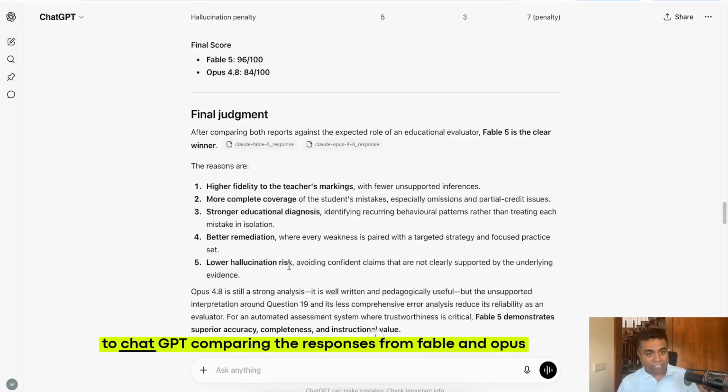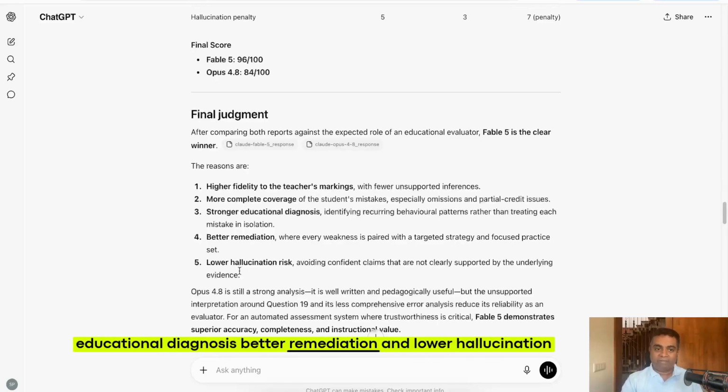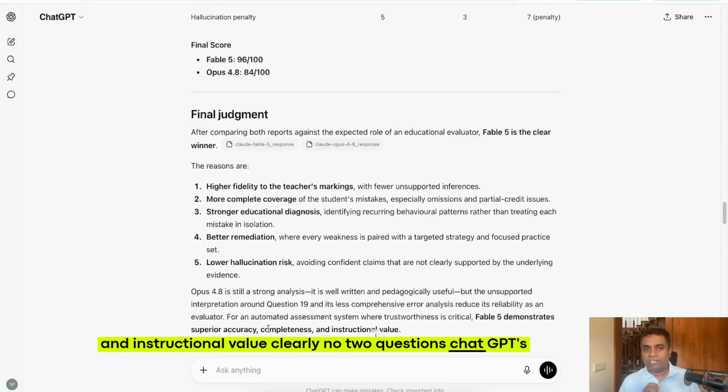According to ChatGPT, comparing the responses from Fable and Opus, Fable gave higher fidelity, more complete coverage, stronger educational diagnosis, better remediation, and lower hallucination risks. Fable 5 demonstrates superior accuracy, completeness, and instructional value. Clearly, no two questions. ChatGPT's vote is for Fable.